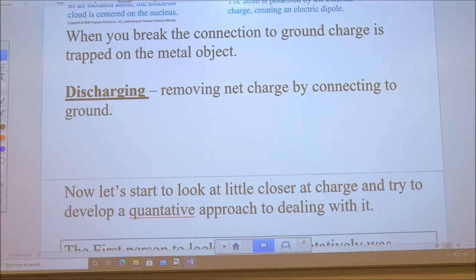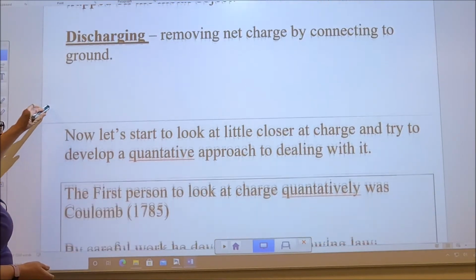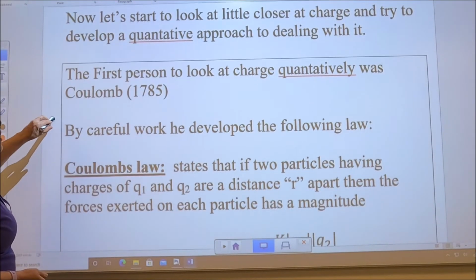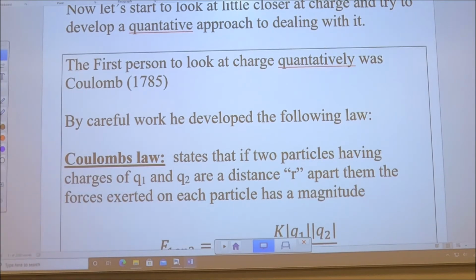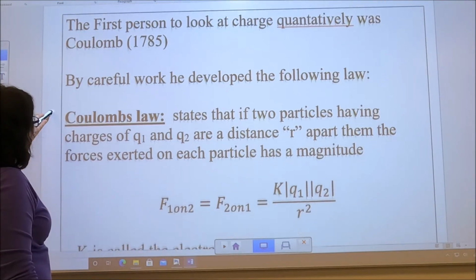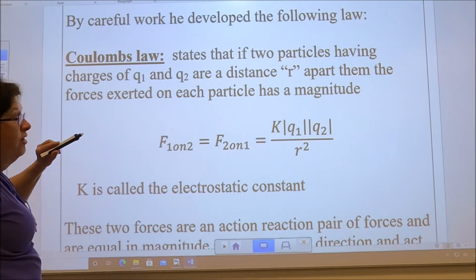Discharging is removing the net charge by connecting to ground. So if I then took that metal object that was charged and I touched it, let's say, to a sink, the sink is connected to ground, the charge would run off. Okay? Now, it's time for us to start taking a quantitative look at charge. The first person to take a quantitative approach to looking at charge is Coulomb in 1785. By careful work, he developed the following law. Now remember, a law is just a statement of fact. It doesn't say why it's this way, it just says this is the way it is.